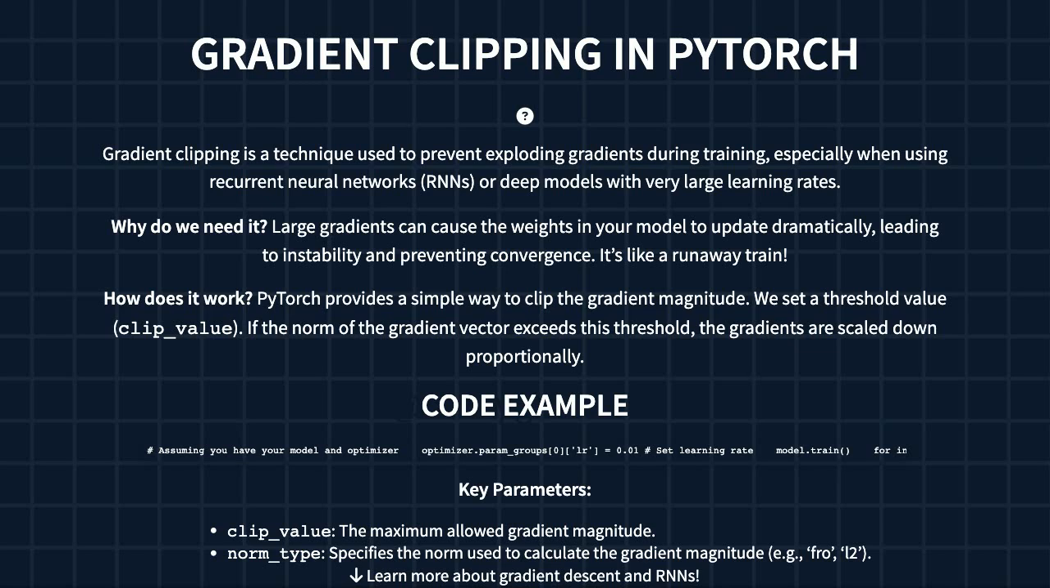Gradient clipping essentially puts a cap on how large those gradients can become. We set a threshold, and if the gradient exceeds that value, it's scaled down proportionally, like limiting the speed of a runaway train. It's super simple to implement in Pytorch, just by clipping the gradients using torch clamp. You'll often find this used when training RNN or large models with aggressive learning rates. There are key parameters you can tweak, like the clip value and how you calculate the norm of the gradient.